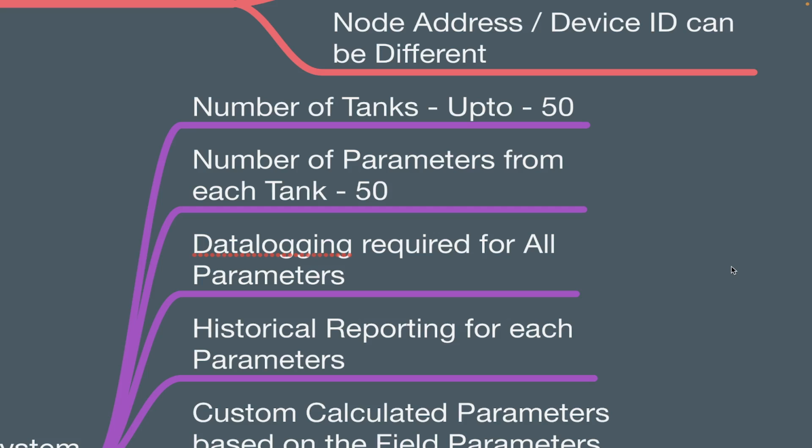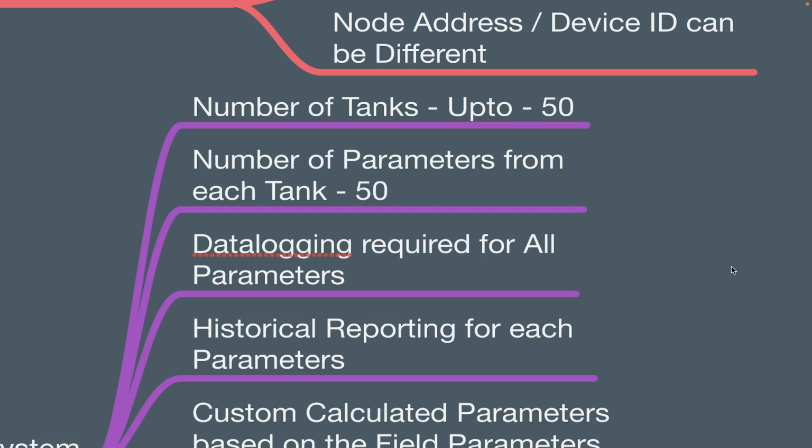Third is data logging, which is also required for all parameters. So it depends. We might have 5 parameters, we might have 50 parameters. We should be logging each and every data into some kind of a data log inside the device itself. The frequency of the data logging should be programmable.